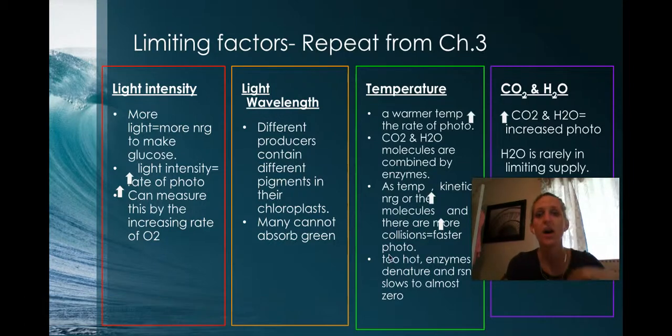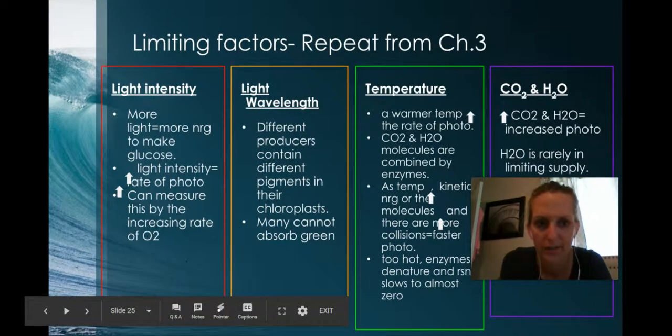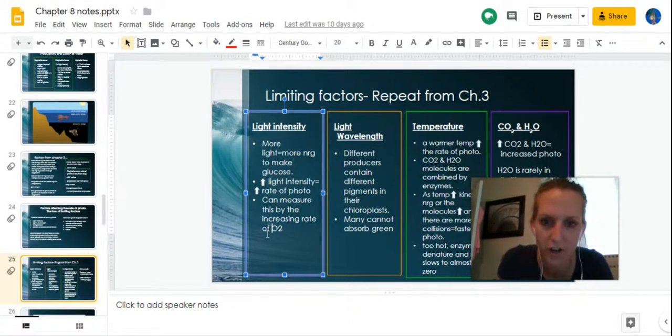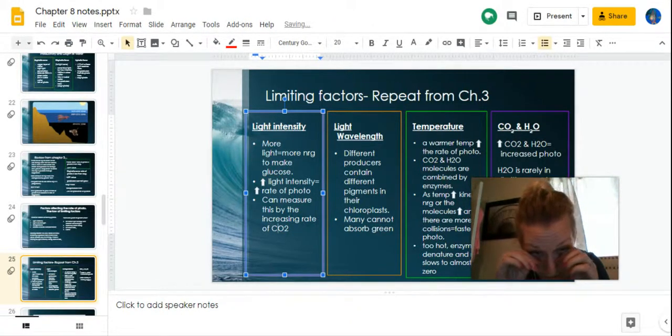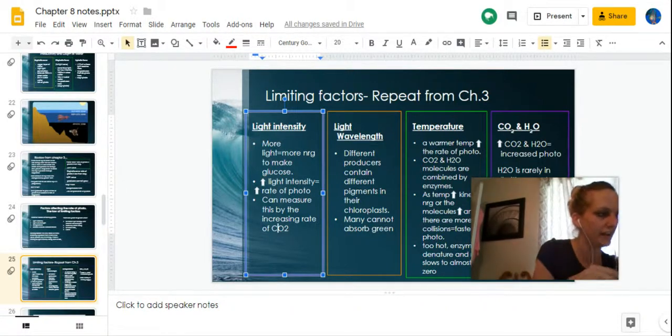Okay, so again, limiting factors: light intensity. The more light you have, the more energy you have for photosynthesis. If you increase light intensity, then you're going to increase the rate of photosynthesis. You can increase this by increasing the rate of, not O2, CO2. CO2. I'm surprised none of you guys corrected me on this. So if you are following along, these are all question 17, A, B, and C. If you're looking at that, these go hand in hand.